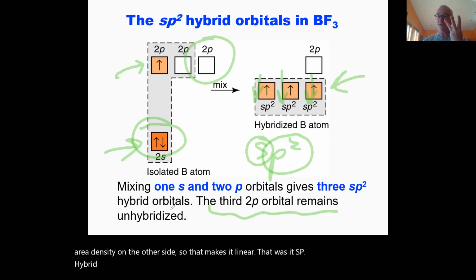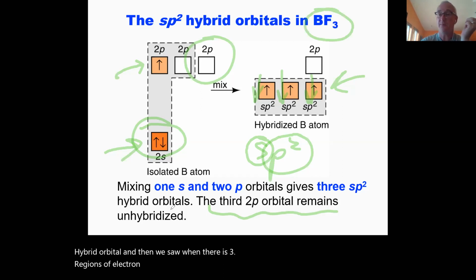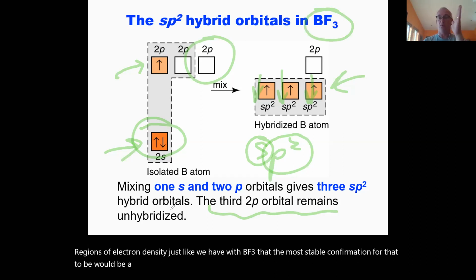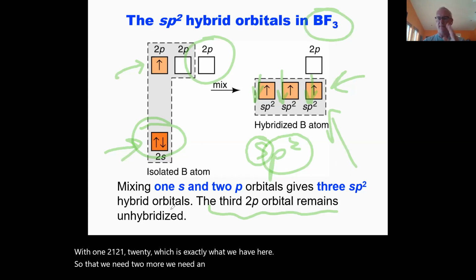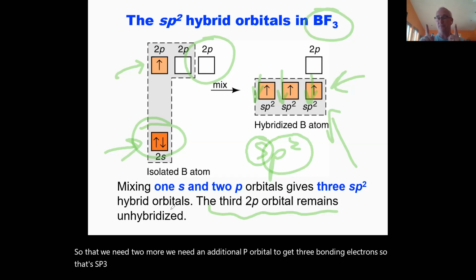And then we saw when there was 3 regions of electron density, just like we have with BF3, the most stable conformation would be a triangle with 120, 120, 120, which is exactly what we have here. So we need an additional p orbital to get 3 bonding electrons. So that's sp2. And notice, when we have 2, it's 180. When we have 3, it's 120.